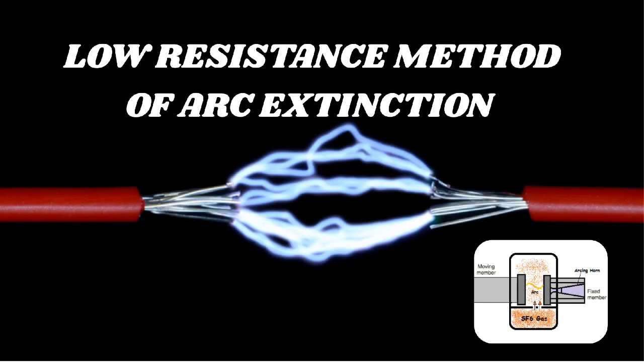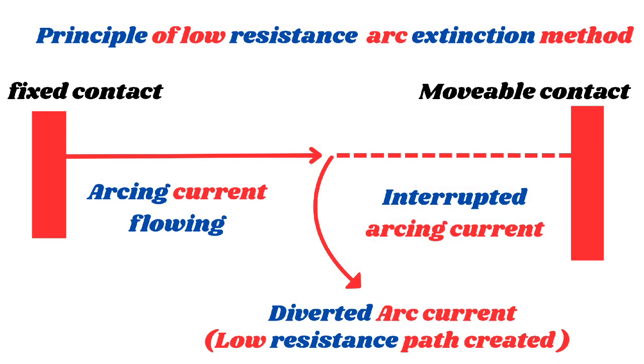Next method we will analyze is the low-resistance method of arc extinction. The low-resistance method of arc extinction is a technique used to extinguish electrical arcs in circuit breakers by reducing the current flowing through the arc medium. As we know, current usually flows through the path of lower resistance. The same principle applies here. A low-resistance path parallel with the arc is introduced, which provides an alternative route for the current to flow, thereby reducing the current through the arc. As the current through the arc decreases, the arc's energy and temperature also decrease, ultimately leading to its extinction.